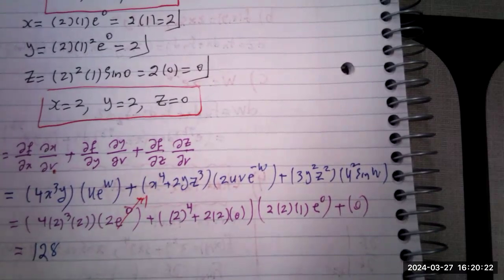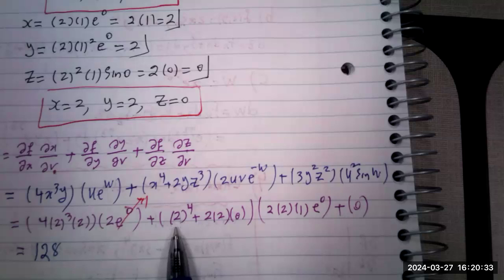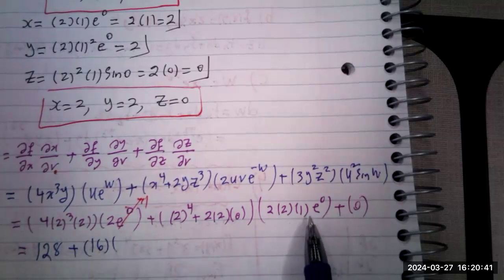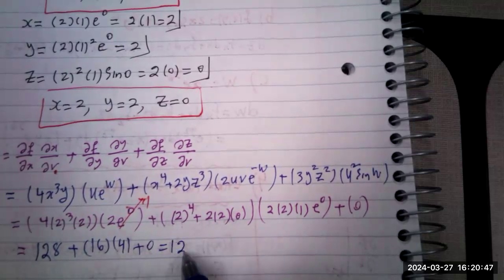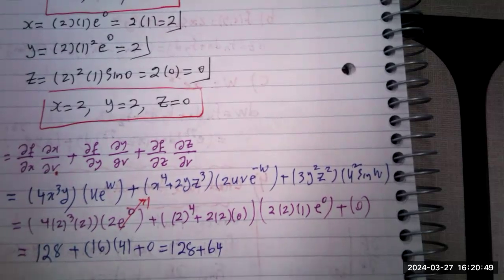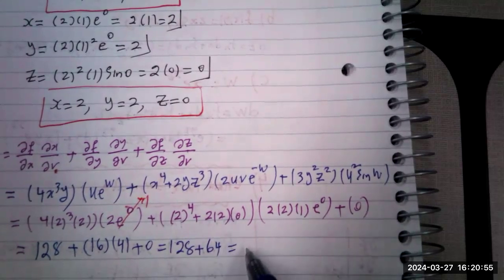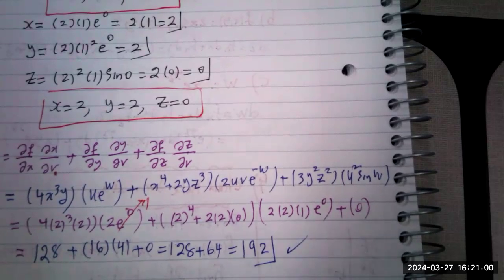So that would be 128 that we have. Okay, so what else? For the second part, this would be 0, so we get only 2 to the 4th, which is 16 times 4 over here, plus 0. So that's 128 plus 64. Okay, 128 plus 64, 192. So that would be the final answer, 192.